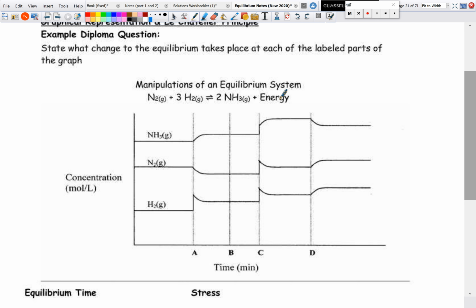Now, also for our manipulation, we can tell that the energy unit is here, so it's exothermic. And if we want to count the number of moles on both sides, it's kind of handy to do as well. We've got 1 mole of nitrogen plus 3 moles of hydrogen, so we've got 4 moles on our reactant side and only 2 moles on our product side. So if we're changing volume, the shift will go to the side that has fewer moles.